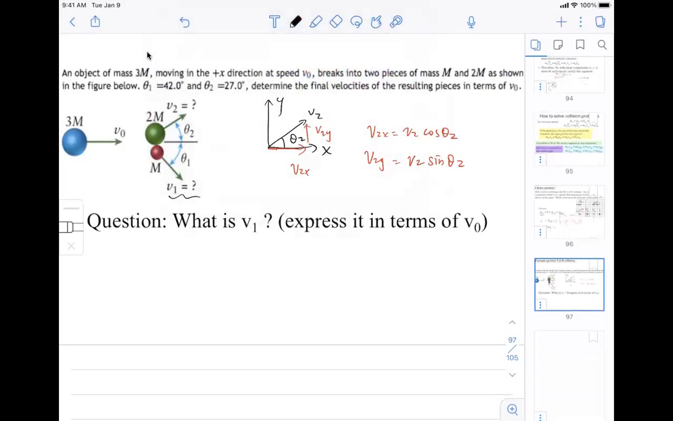Okay, so apply the conservation of momentum in both X and Y directions. In the X direction, P initial X equals P final X. So you can see initially, this is entirely in the X direction. So the initial momentum is just 3M times V.